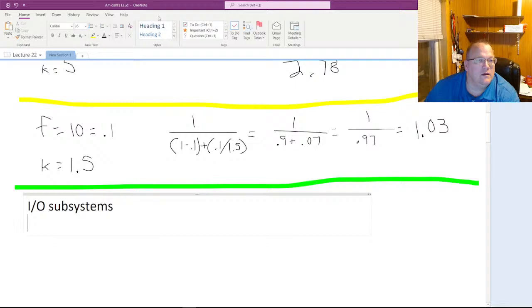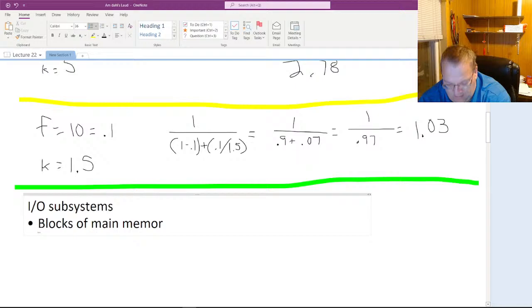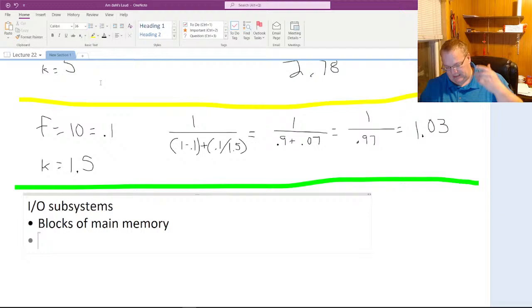So, what are our different subsystems? And they're not in any particular order. So blocks of main memory. And I'll specify that a little bit more, that are devoted to the I/O functions. Okay? Not all of our different architectures that we're going to talk about today are going to use these, but that certainly is a possibility.